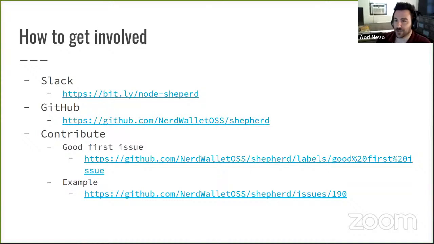You could go to GitHub, open an issue there, ask questions, get involved with any good first issues that are tagged on there. This link will give you a list of those. And I've also provided an example of a particular issue that I thought was really good to highlight the sort of good first issues that get opened up.